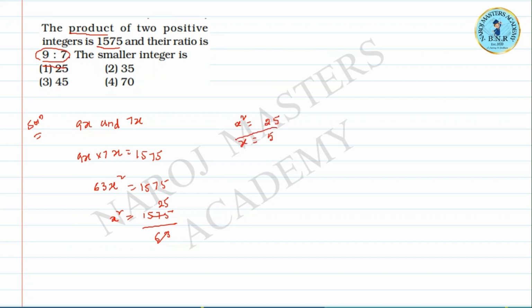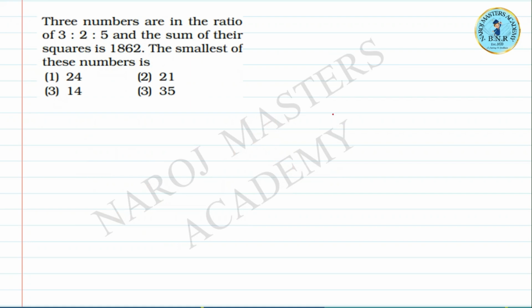5. What they have given: find the smallest integer. What is the smallest integer? 7x, isn't it? 7x is equal to, put the value of x, 7 into 5. 7 fives are 35. The value is 35. Option 2 is correct. See another problem.